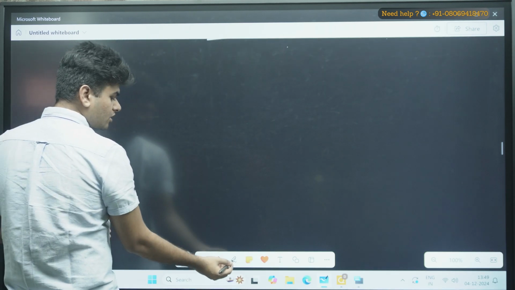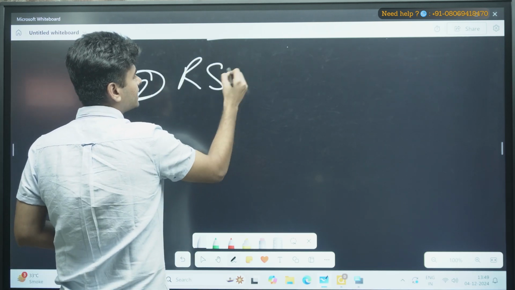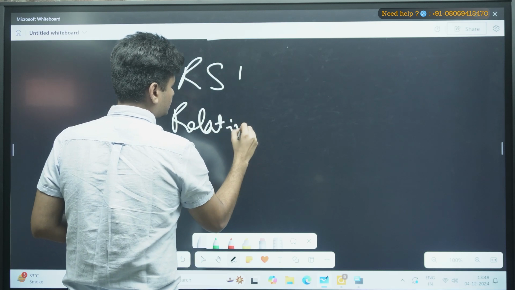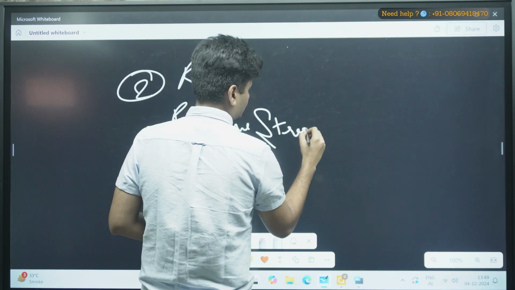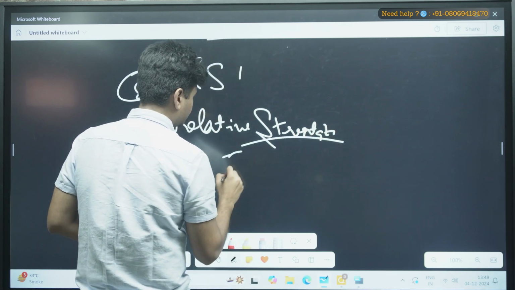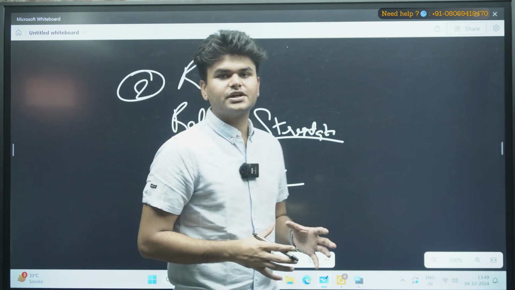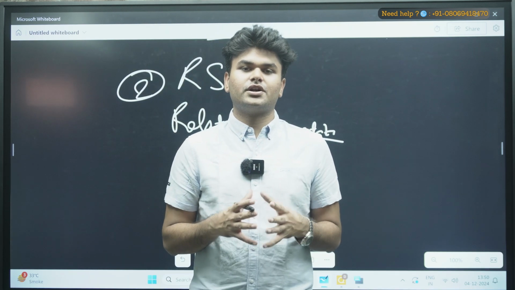Now next we are going to talk about RSI. Okay, so RSI is basically the relative strength index. Relative strength index helps you identify the strength of a particular direction.